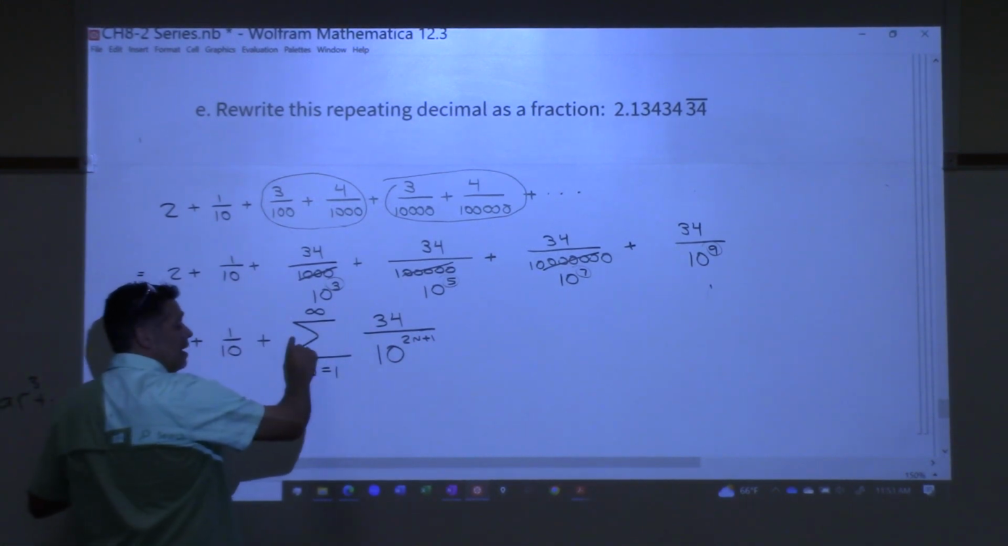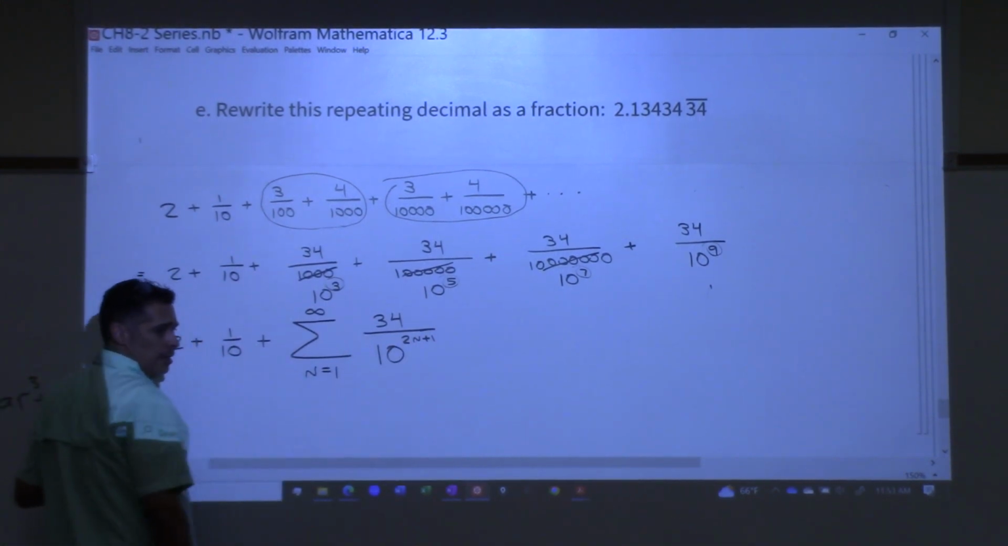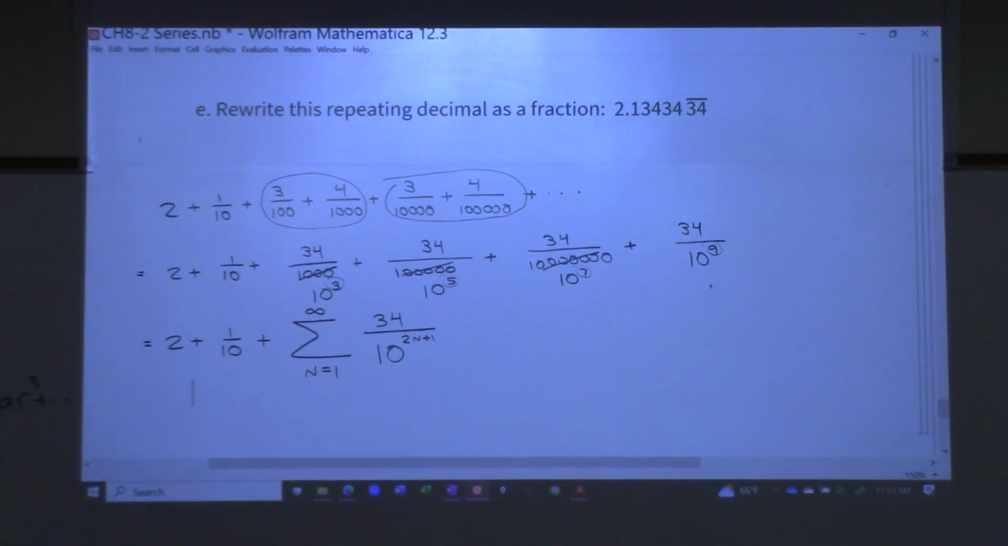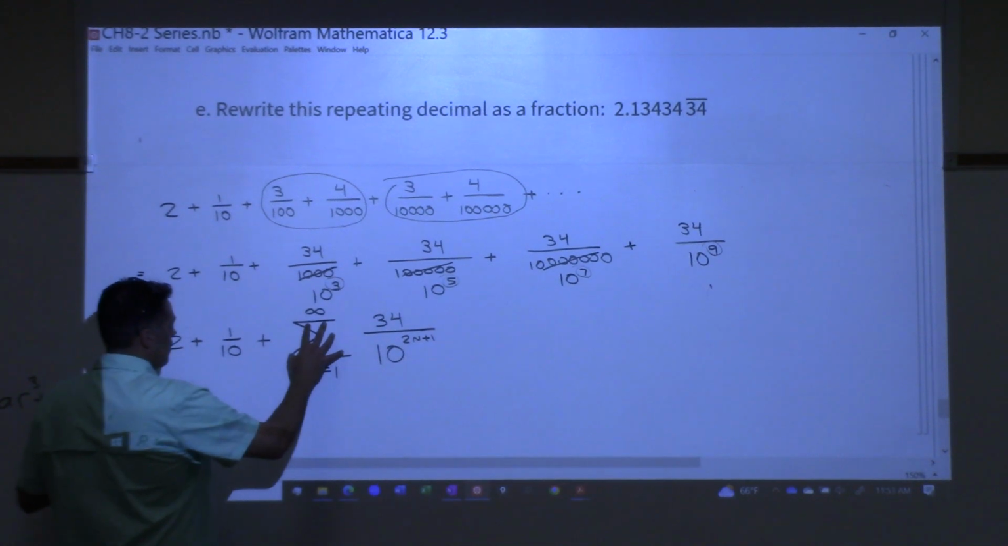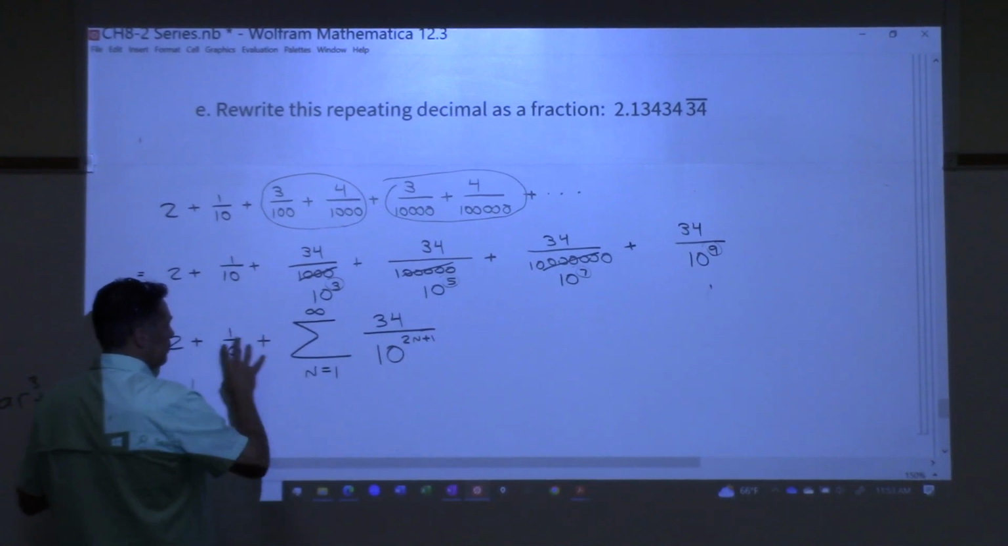Whole thing. Constants only, though. You can't bring the sigma out as well. The sigma can just move around. But if you had a collection of numbers and they all had sigmas involved, you could take them out and combine them.